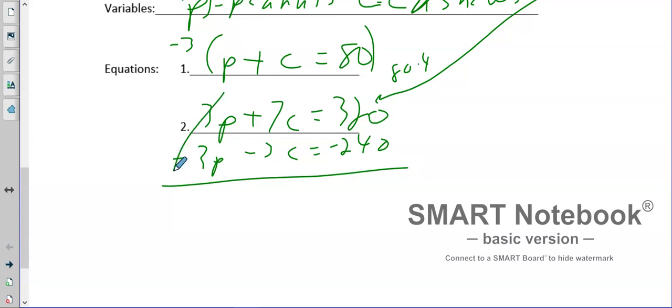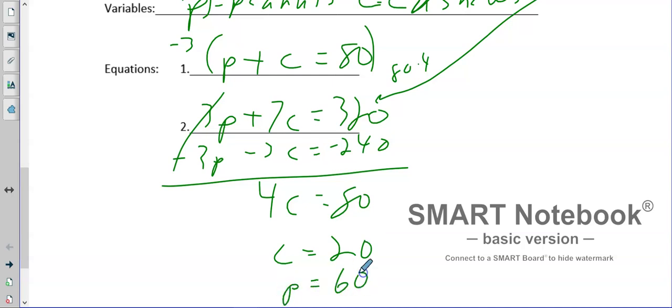The p's cancel. Okay. 7 minus 3 is 4. So that's 4c equals 320 minus 240 is 80. And then when I divide by 4, that's 20. So 20 pounds of cashews, subtract from 80, I need 60 pounds of peanuts. Right? All right, moving on.